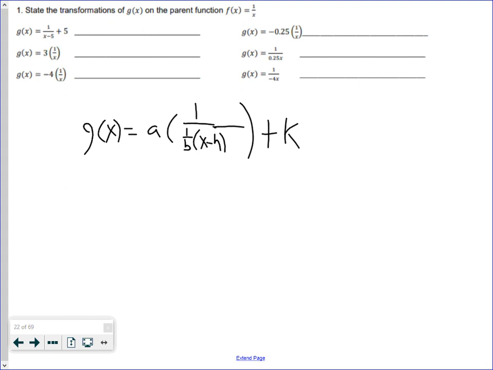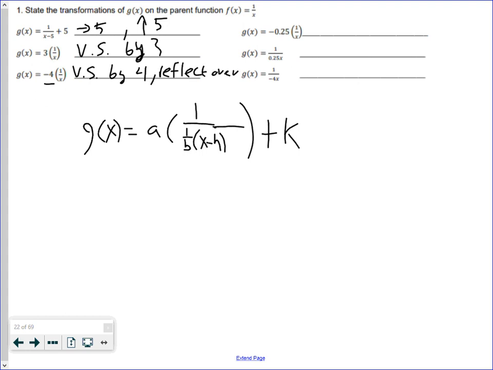All right, so for number 1, we have 1 over x minus 5 plus 5. That's going to be a translation to the right by 5 and a translation up by 5 as well. Then we have 3 times 1 over x. That's a vertical stretch. I'm going to do VS for short, vertical stretch by 3. Then we have negative 4, 1 over x. That's a vertical stretch by 4, and since that a is negative, it's also a reflection over the x-axis.